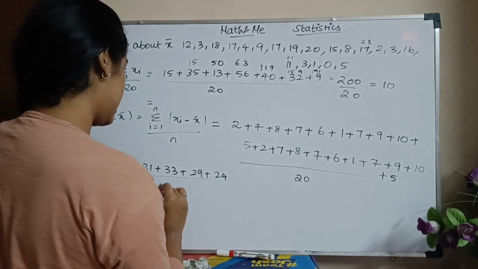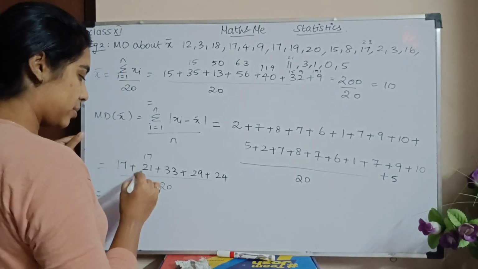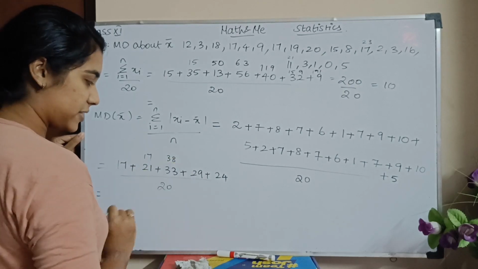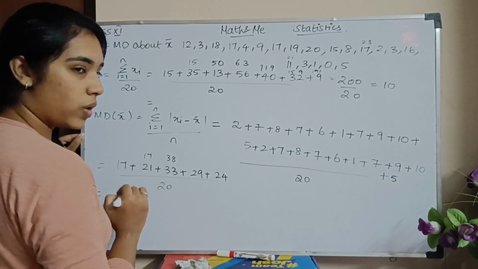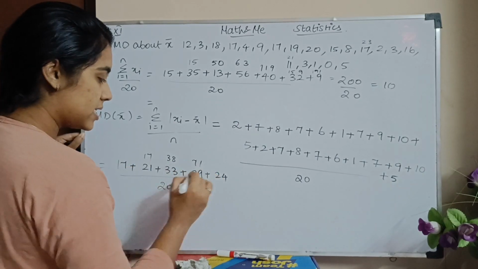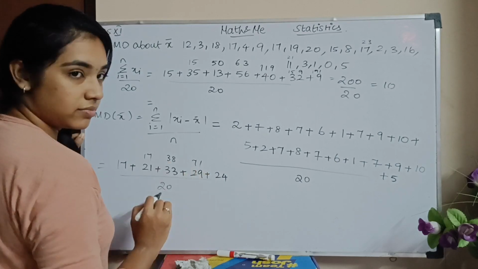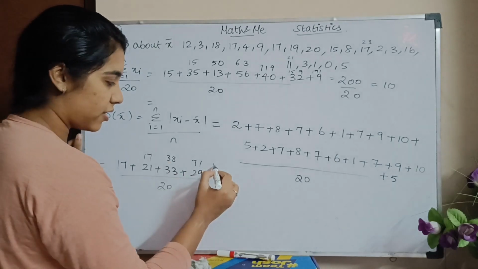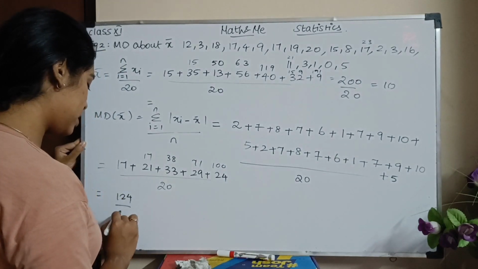The whole divided by 20. Now shall we add these? 17 plus 21, so 17 here makes 38. 38 plus 33 is 3 plus 3 is 6, carry over 1, so 71. 71 plus 29 is 100. 100 plus 24 is 124. So I have 124 divided by 20.